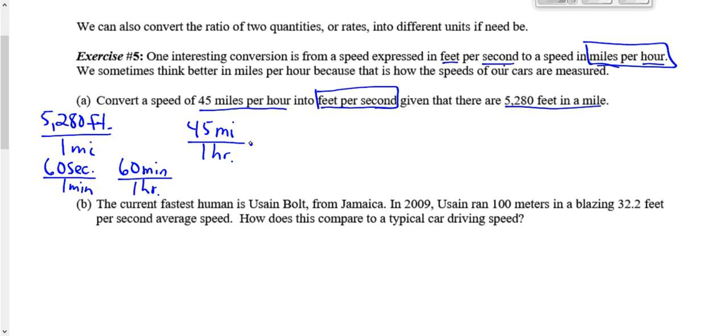So we're going to multiply by something to cancel something here. And again, it doesn't matter which thing you try to cancel first, whether it's miles or hours. It'll still work. We want to ultimately be in feet per second, the only thing left. Feet on top, seconds on the bottom.